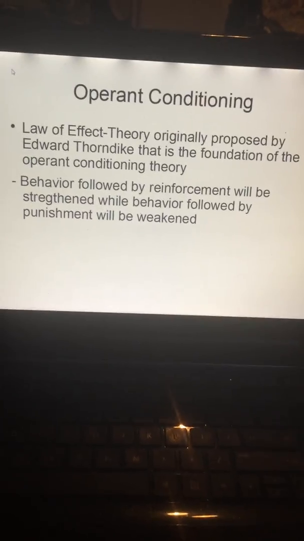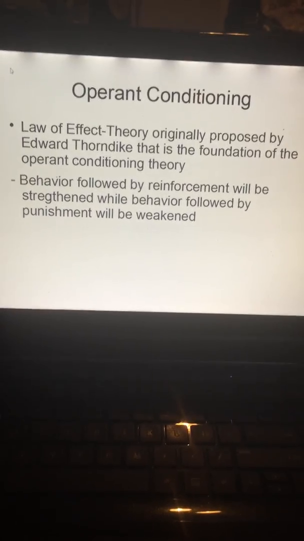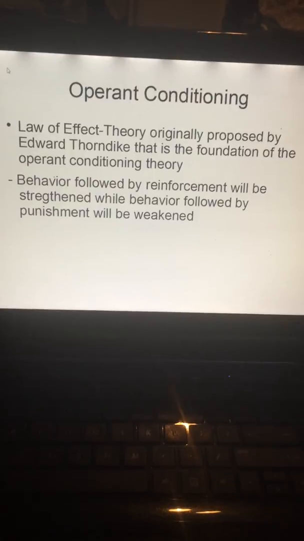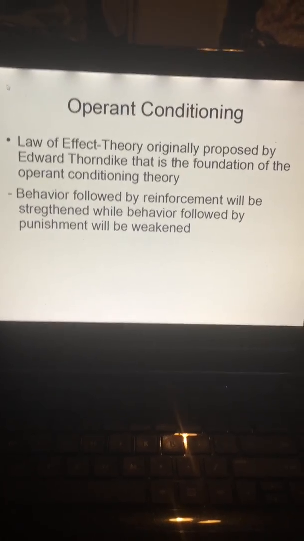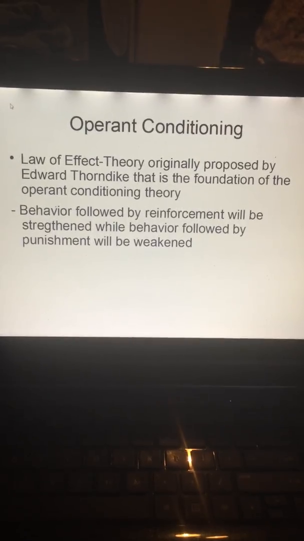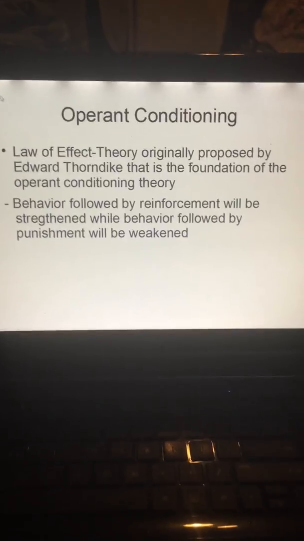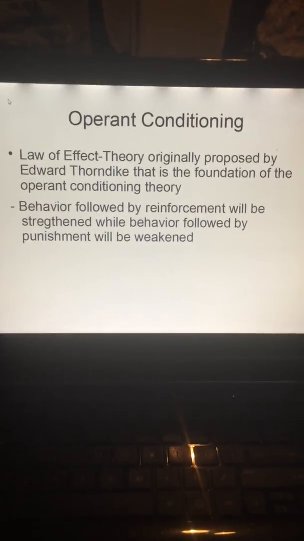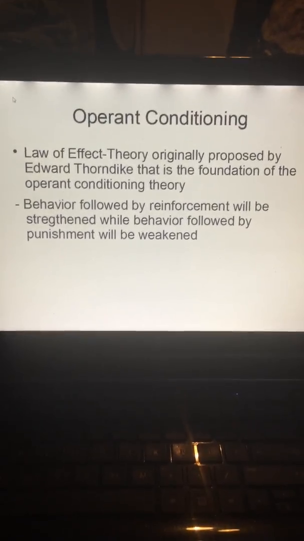Give you an example. If you're talking to a hot girl, guys or girls, whatever, and the person just completely ignores you. Well, that's not exactly strengthening or reinforcing your behavior, right? So you may not want to talk to that person anymore. You might walk away.